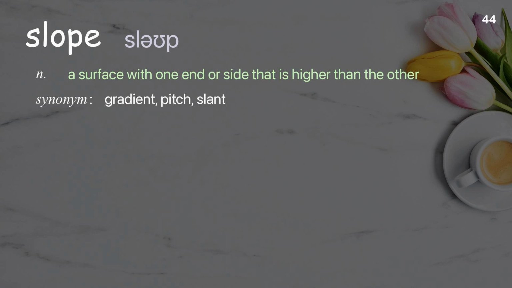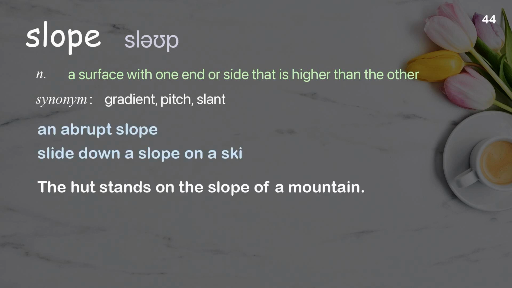Slope. A surface with one end or side that is higher than the other. Examples: an abrupt slope, slide down a slope on a ski. The hut stands on the slope of a mountain.